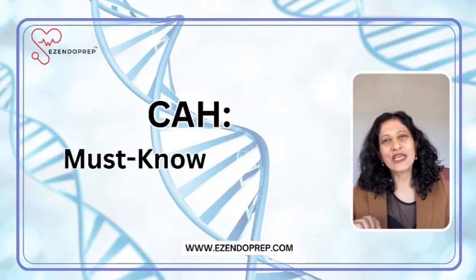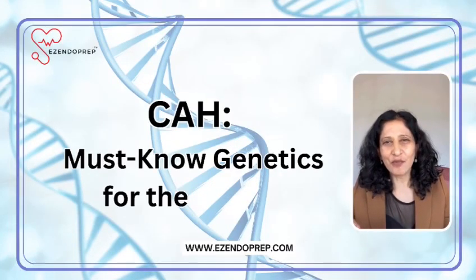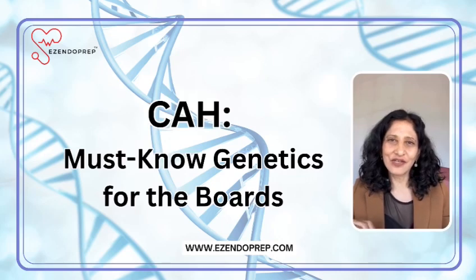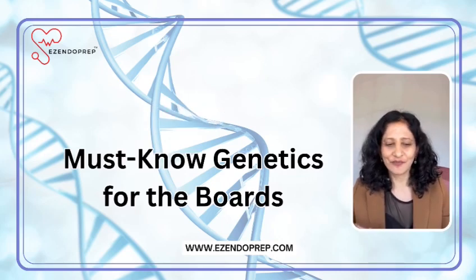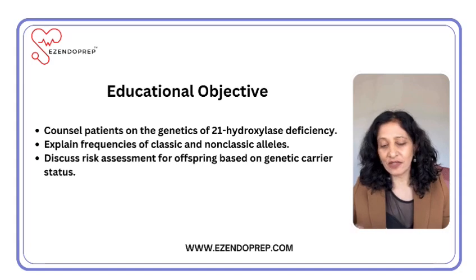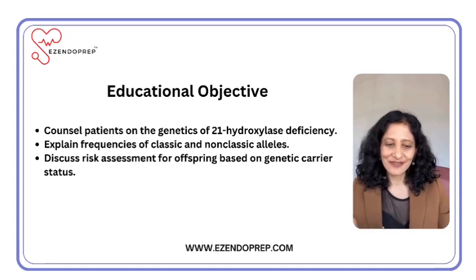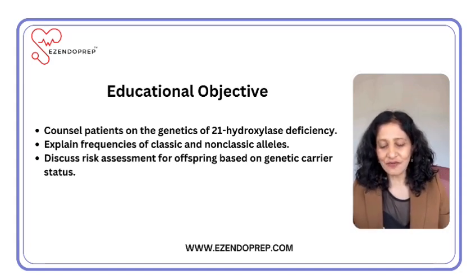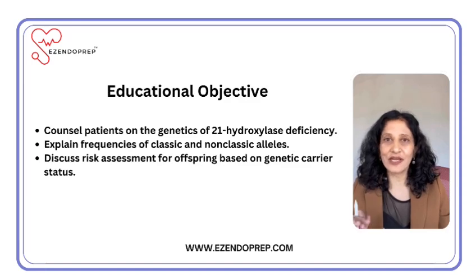Let's go over the important board-centric points for congenital adrenal hyperplasia genetics. We need to know how to counsel patients on the genetics of 21-hydroxylase deficiency, explain frequencies of classic and non-classic alleles, and discuss risk assessment for offspring based on genetic carrier status.